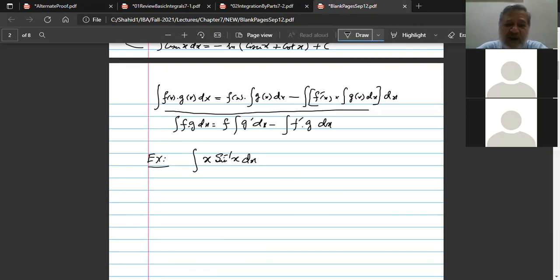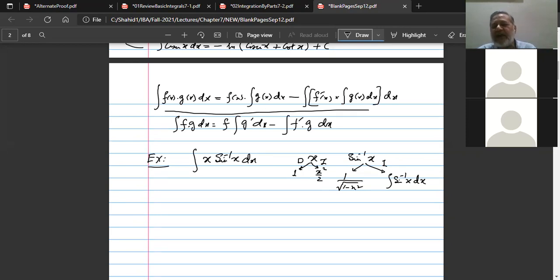So to make this choice, look at both functions separately. Writing the derivative of this one is easy. The derivative is 1. Writing its integral is also easy, x square upon 2. Here is the derivative, here is the integral. For this one, I hope most of you know the derivative of sine inverse x is 1 upon root of 1 minus x square. But writing its integral is itself a problem, because sine inverse x is not directly the derivative of any function, so writing its antiderivative is difficult.